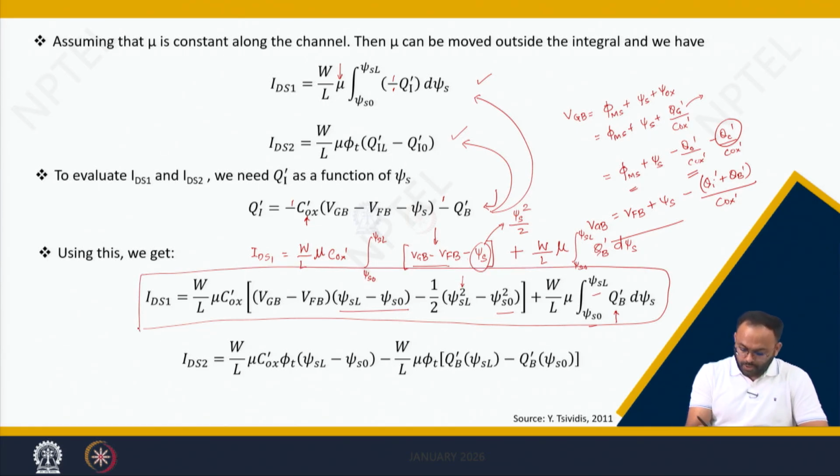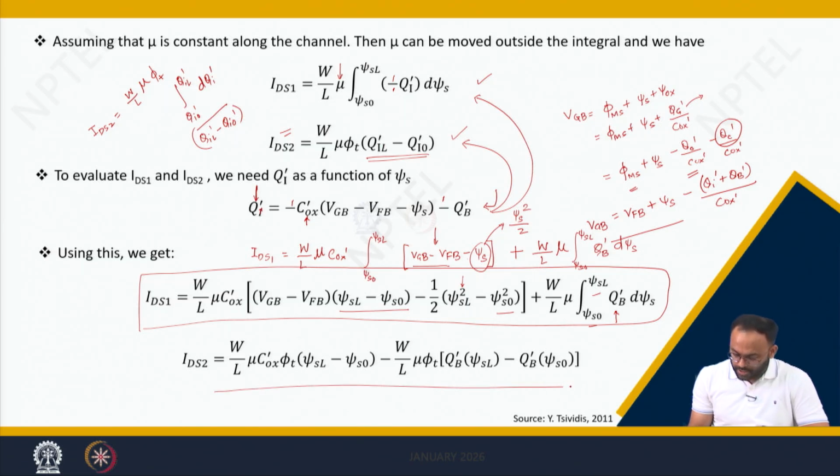In a similar way, you can put this Qi dash here in IDS2, where IDS2 was nothing but W by L mu into phi t, integration of Qi from 0 to Qil, dQi dash. If you do this integration, ultimately you will get what? Qi dash L minus Qi dash 0. That is what is mentioned here. And now just replacing this Qi by Qil and Qi0, you will get this expression.